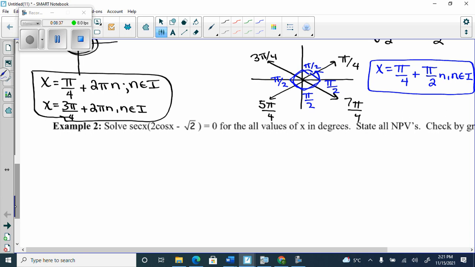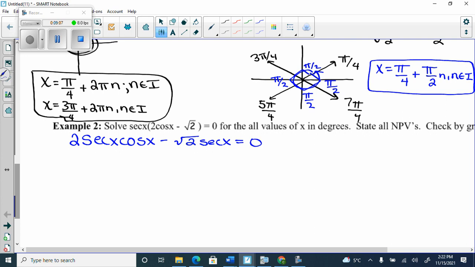Okay, this one here says solve secant x times the quantity 2 cos x minus root 2 equals 0. This is actually nicer than its friend. That could have been written like this. So this is actually GCF'd out already, isn't it? This question could have been written as 2 secant x cos x minus root 2 secant x.